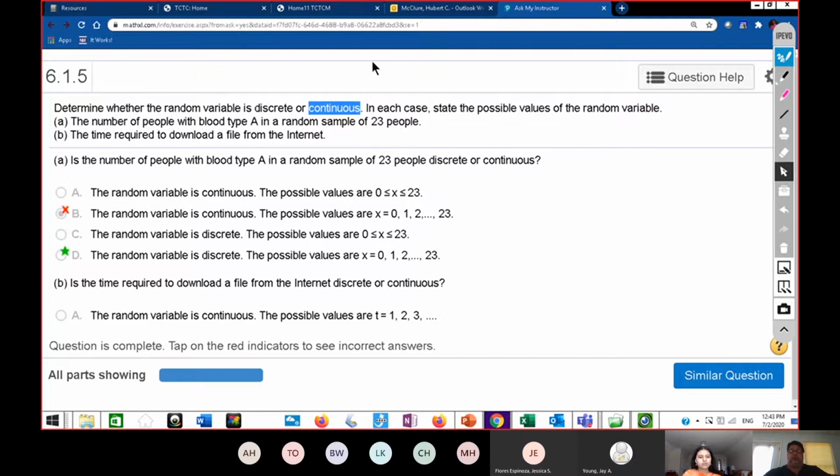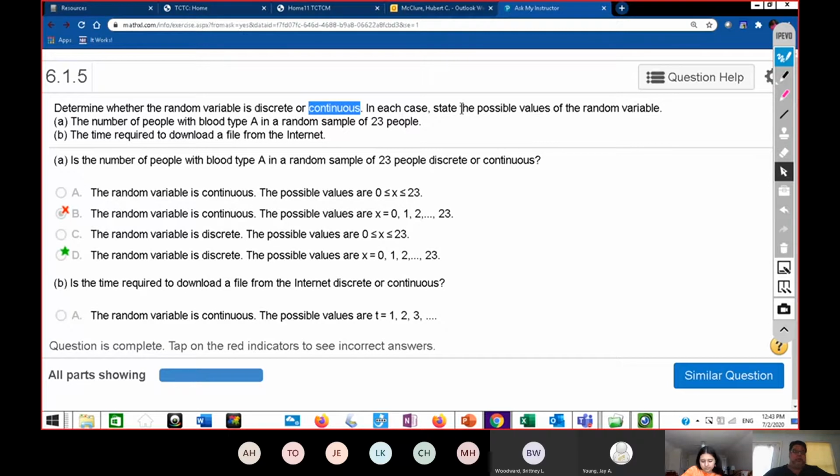Okay. In each case, state the possible values of random samples. A number of people with type A. Tell me what that is. Are you measuring people or are you counting people? Counting. You're counting, so that's discrete. Okay, now this is something, discrete and continuous comes from Unit 1.